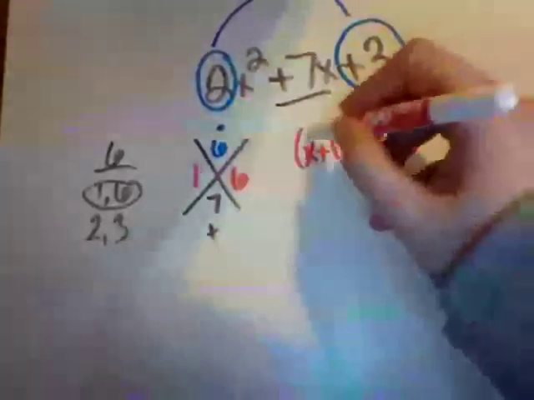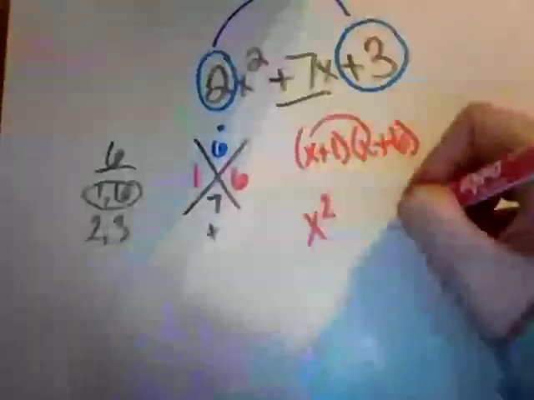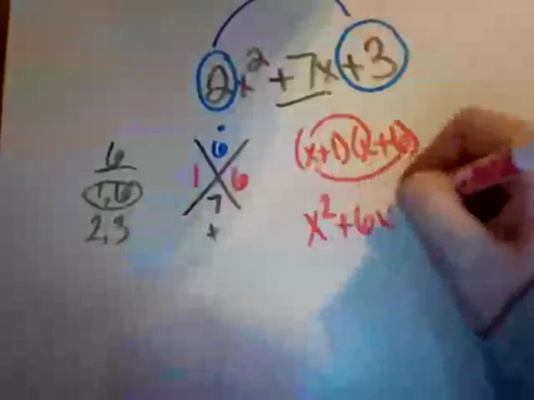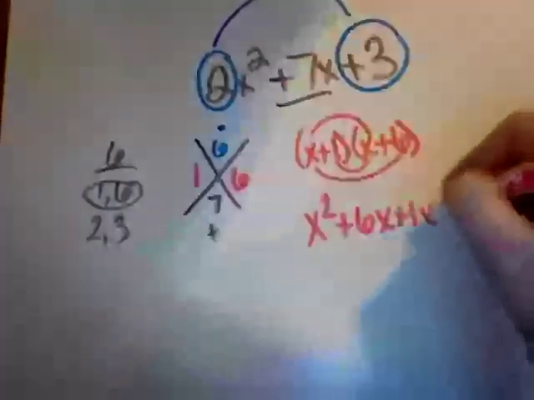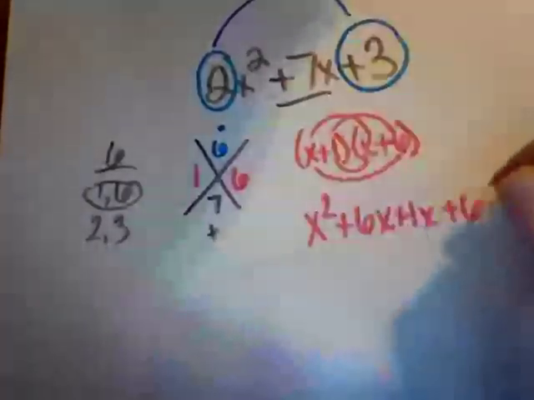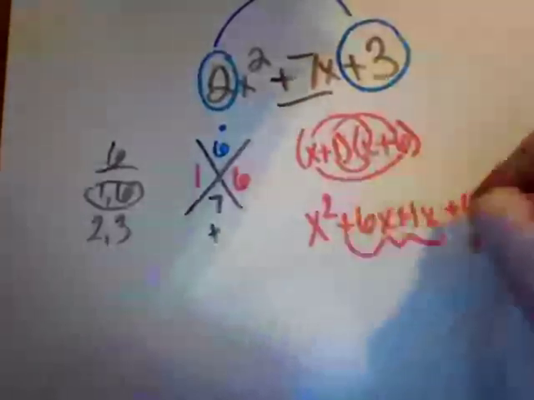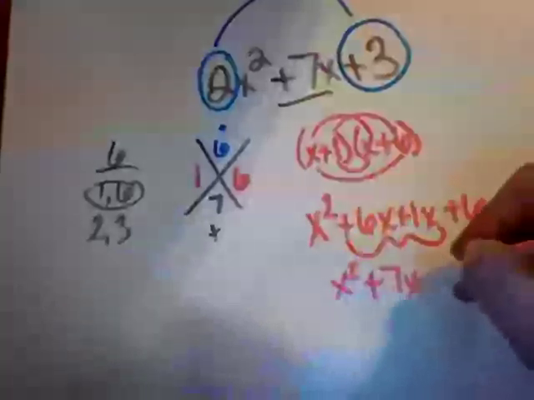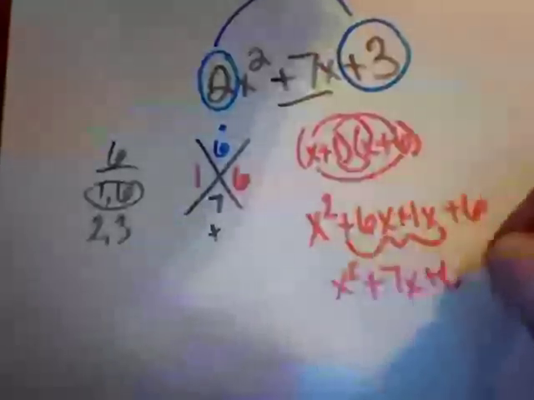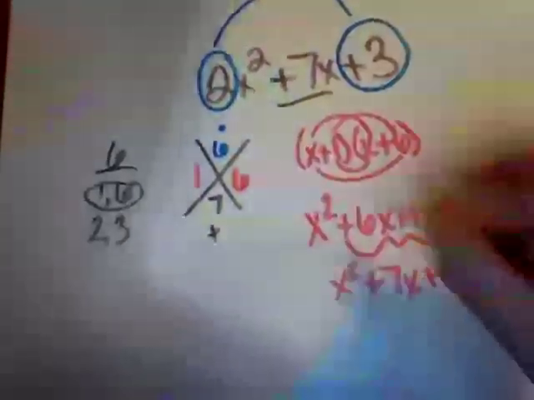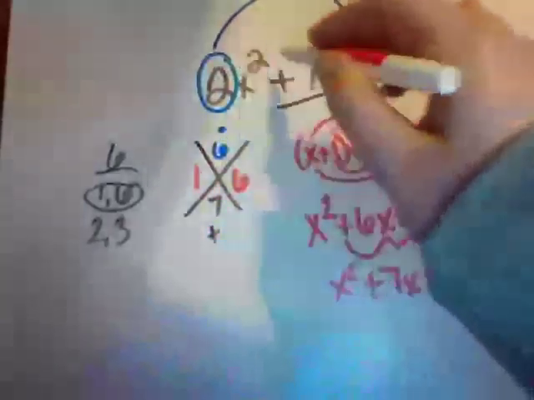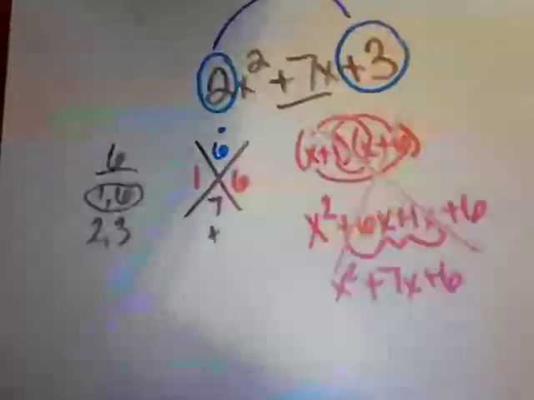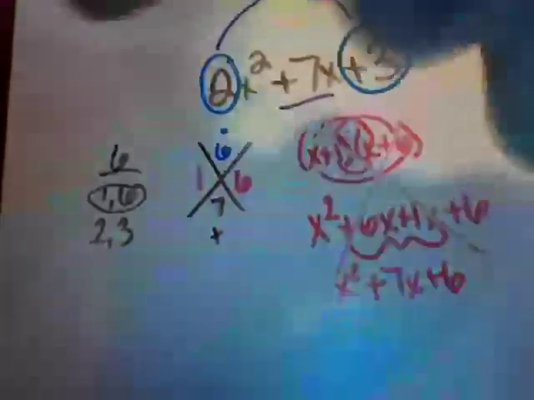When we try to FOIL, x times x gives me x squared. x times 6 would be our 6x. Here I'd have my 1x, and here I'd have plus 6. When I combine my like terms, I do get that 7x, but everything else in this problem is wrong, right? I have x squared plus 7x plus 6, and what we needed was 2x squared plus 7x plus 3. So we're going to have to do something different here. This is not going to work for us this time.